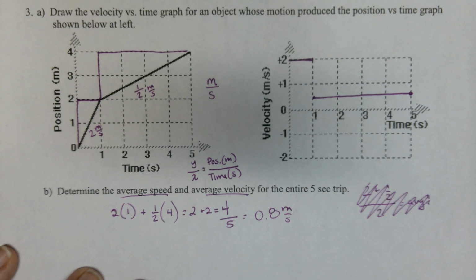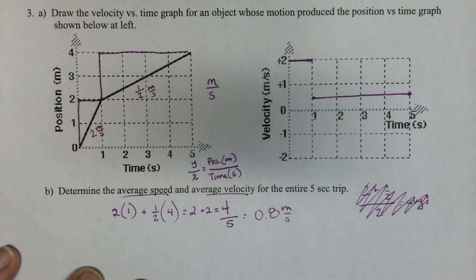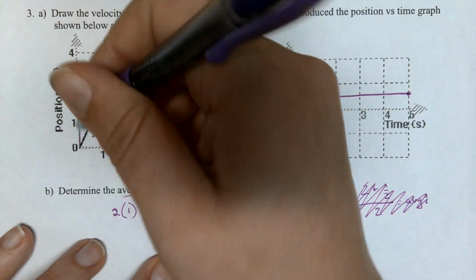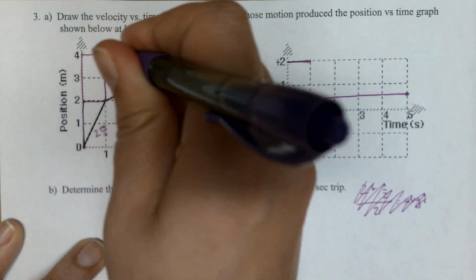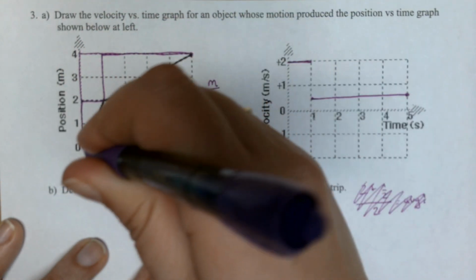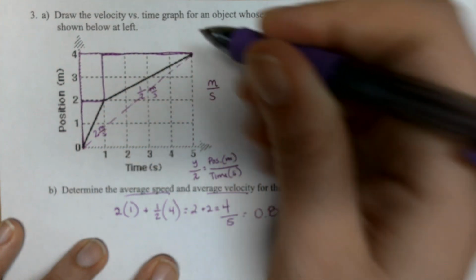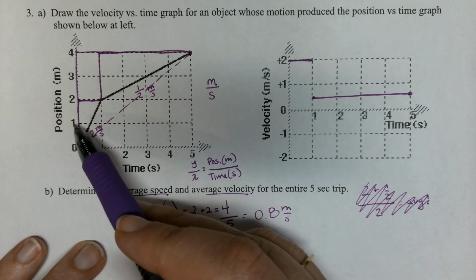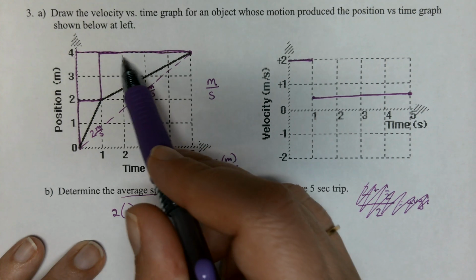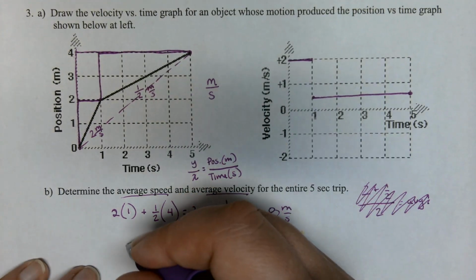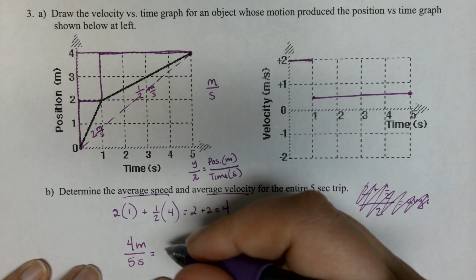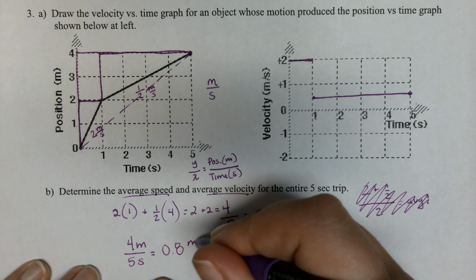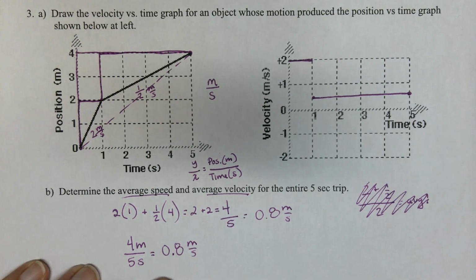Let me show you the easiest way to actually calculate this. If we're doing the whole trip, we can figure out the average velocity on the position versus time graph if we go directly from the start to the end. So we're going to find the slope of the entire graph. So we're traveling 1, 2, 3, 4 meters in 1, 2, 3, 4, 5 seconds. So 4 meters in 5 seconds gives us an average velocity of 0.8 meters per second. And that's over the entire 5-second trip.